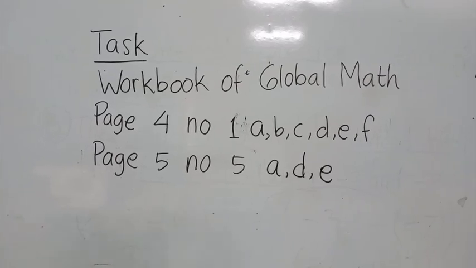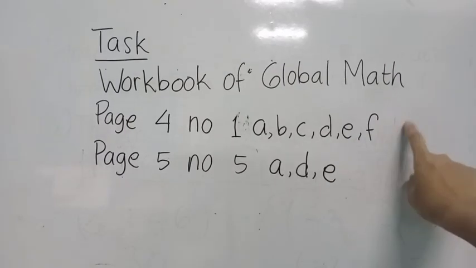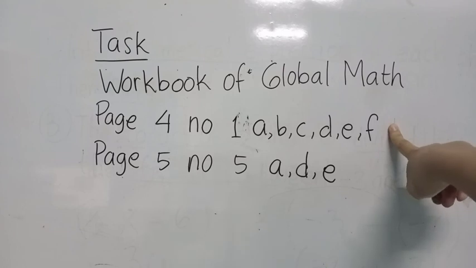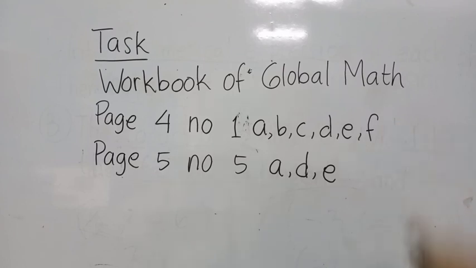Now, students, I give you a task. The task is from your workbook of Global Math, page 4, number 1, A, B, C, D, E, F. This one is about theory. You can find the answer from your textbook. And then page 5, number 5, A, D, E, only A, D, E. Okay, do it, complete it, capture it, and then send it to Google Classroom.